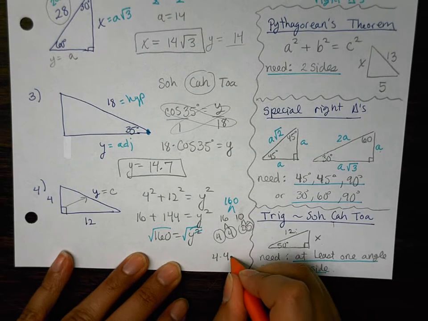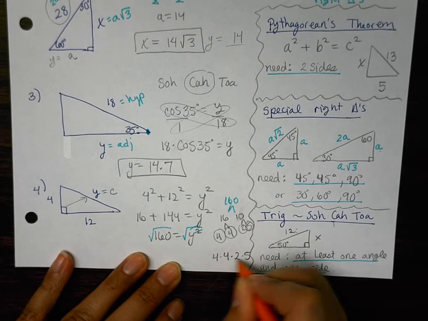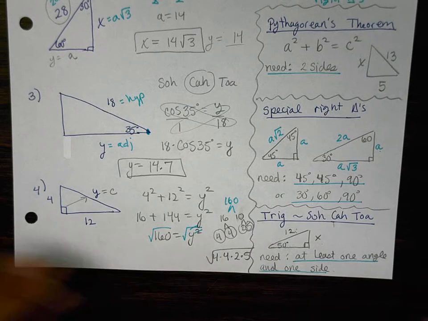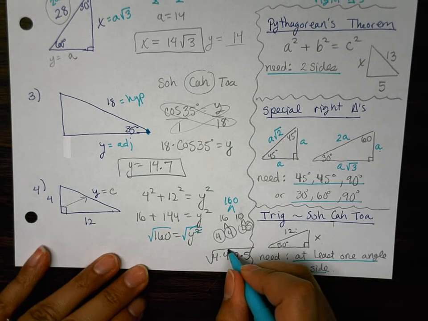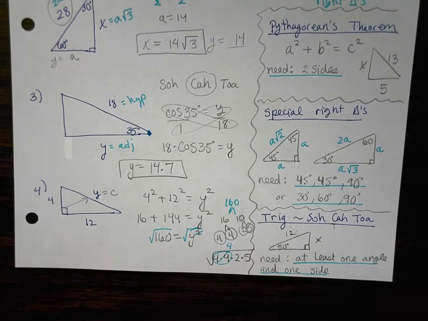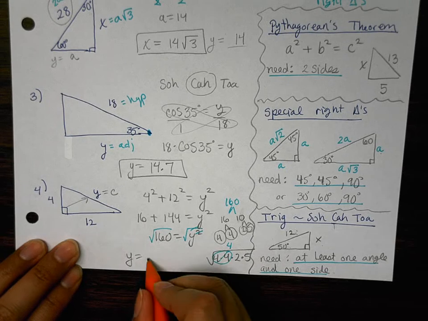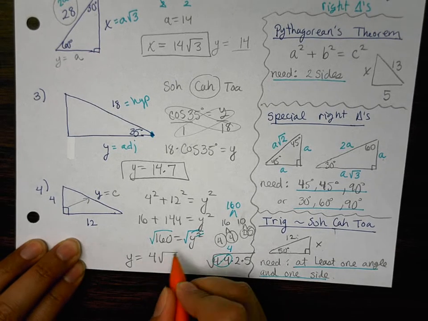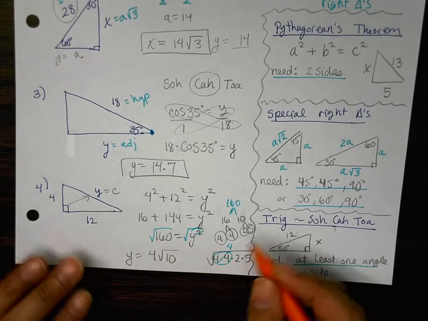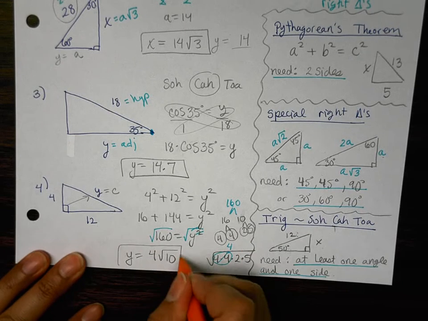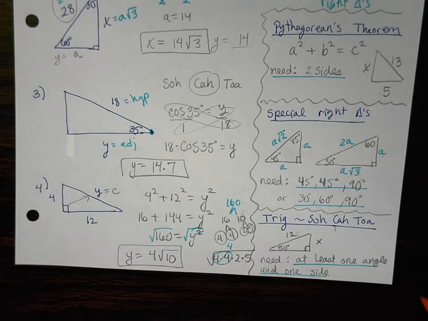10 is 2 and 5. So I have 4 and 4, 2 and 5. What's coming out as a pair? And does it come out as 4 or 16? And 2 and 5 stay, and it doesn't stay as 2, 5. You multiply them together. What's your final answer? 4 root what? 10. All right, and this here is your answer.